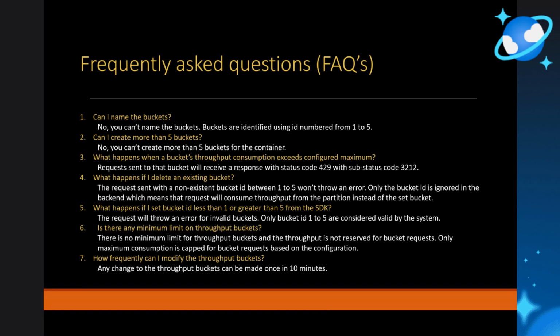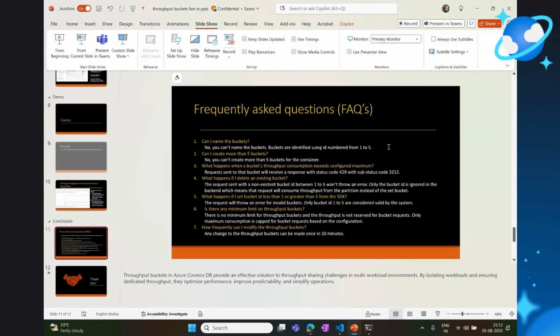So we'll see these improvements on path to GA as well. So yeah, I think we are pretty much covered that way. Got it. Okay. I'm looking at number 6, which is interesting. So you could set a throughput bucket to 0 in there.